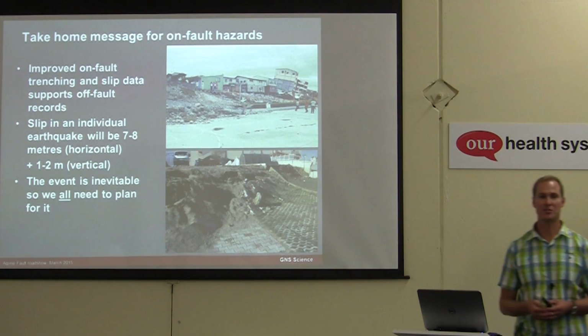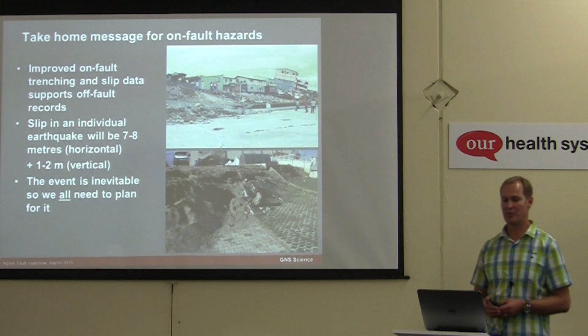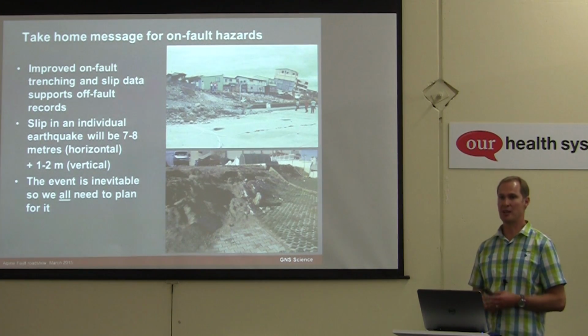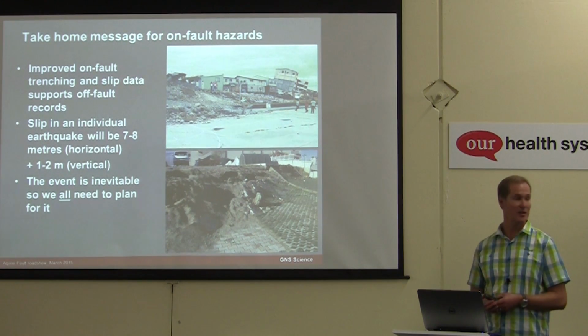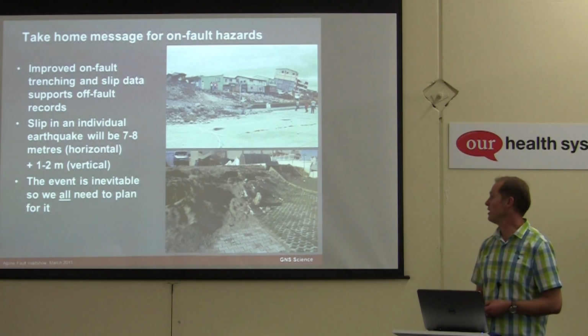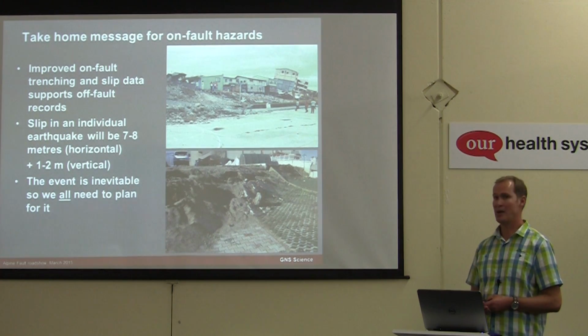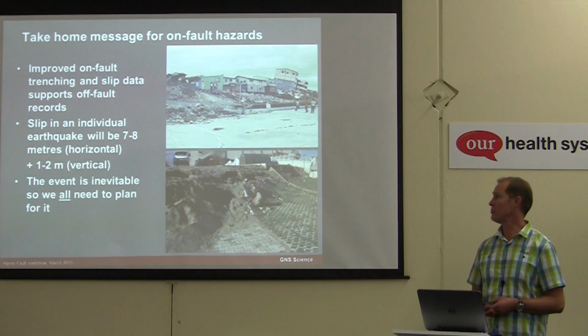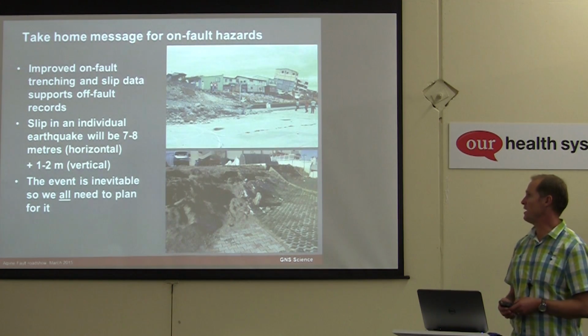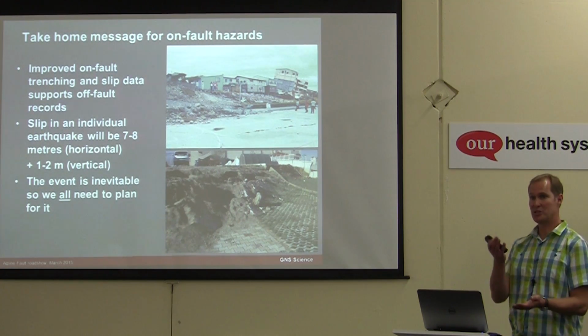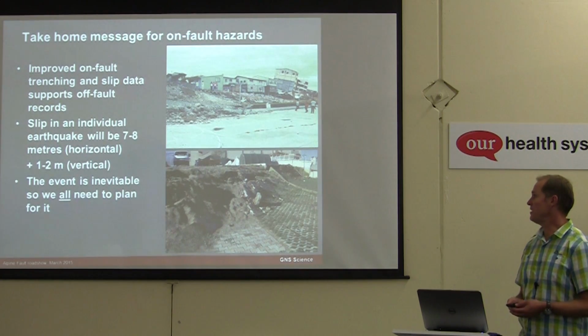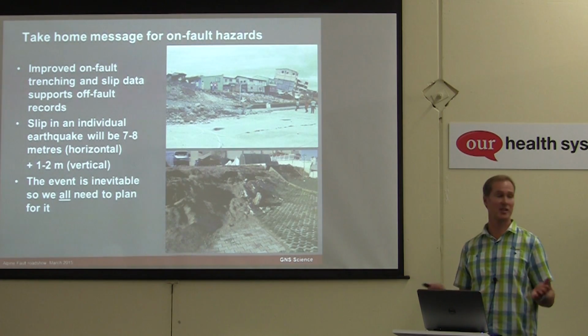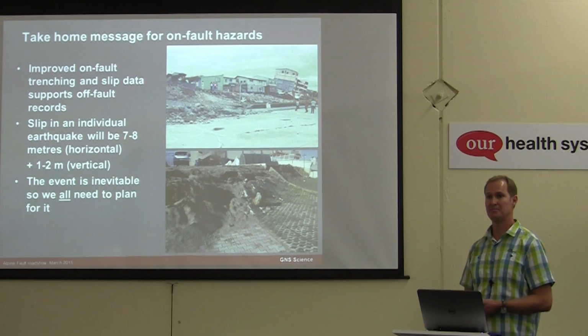So the take-home message from my talk is that improved on-fault trenching and slip data from up and down the west coast supports the off-fault records that Jamie and Ursula have talked about. Slip in the next earthquake will be quite large, on the order of 7 to 8 metres horizontally and 1 to 2 metres vertically. And the event is inevitable, so all of us actually need to plan for that event. Thank you.